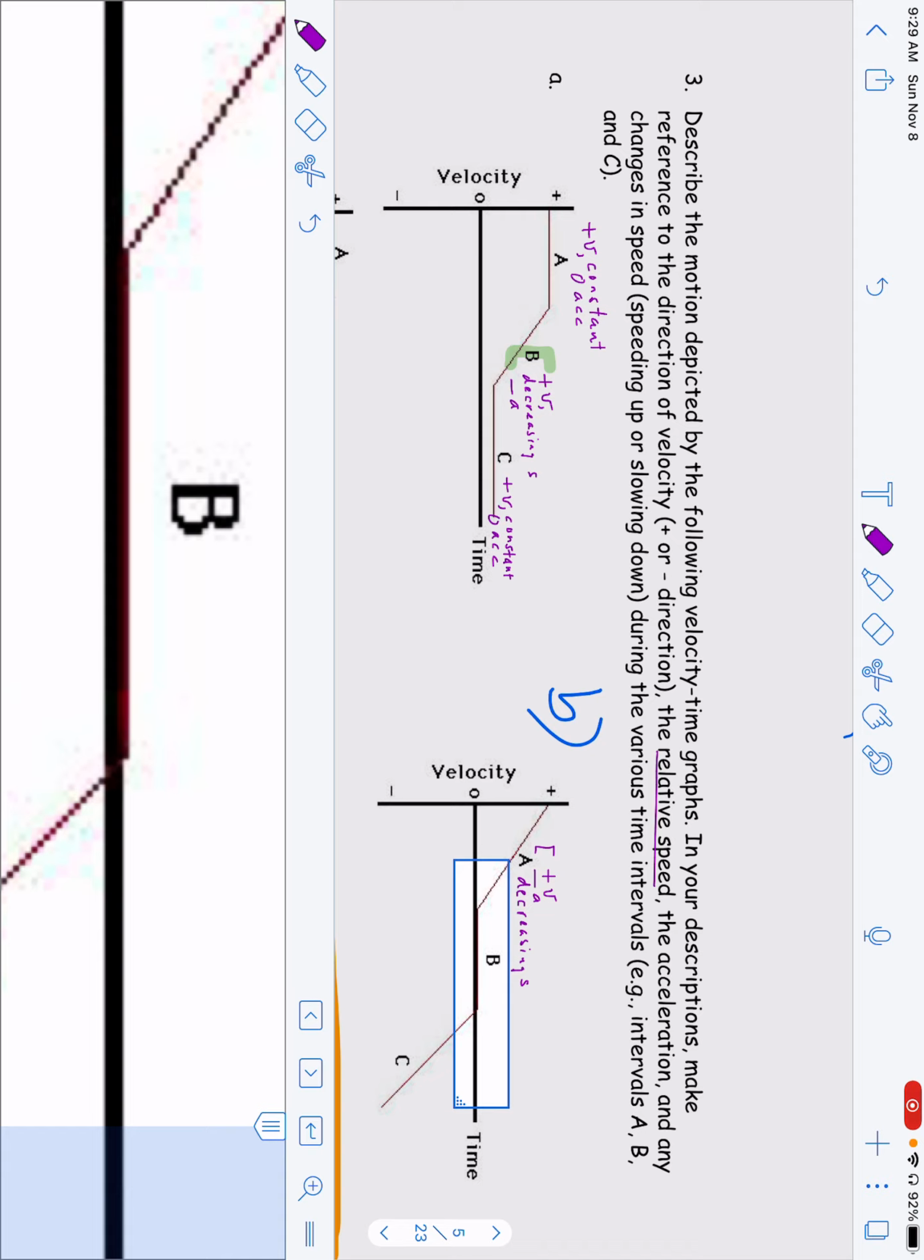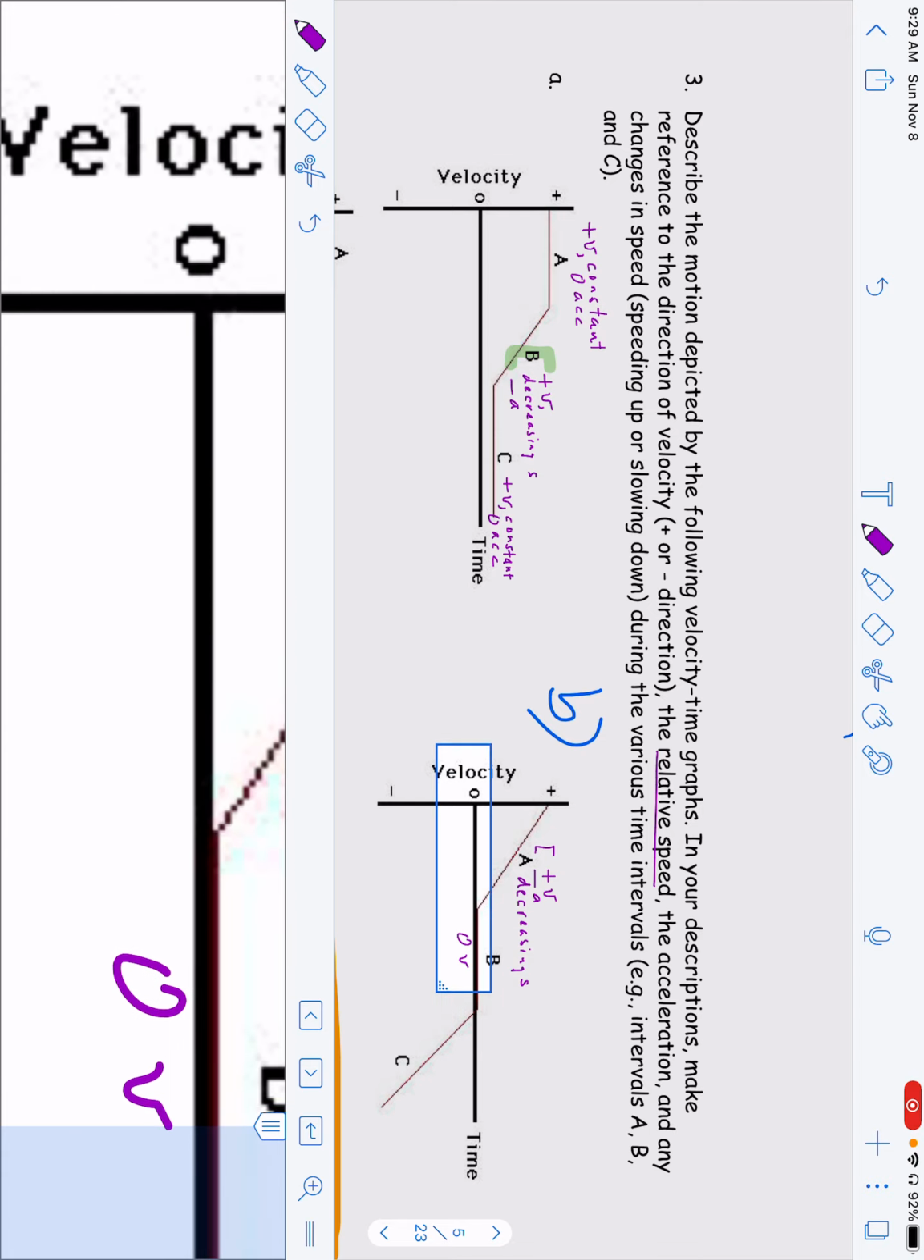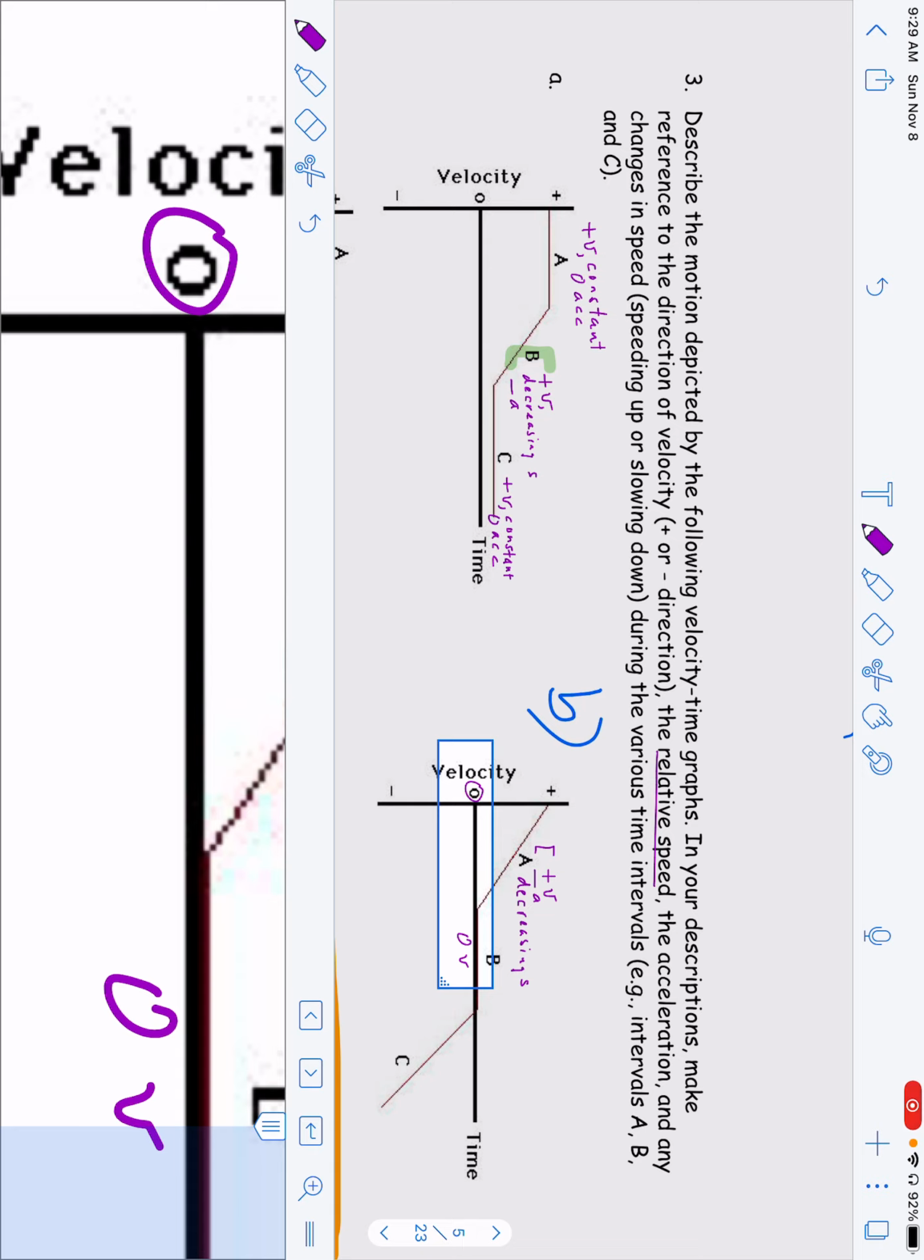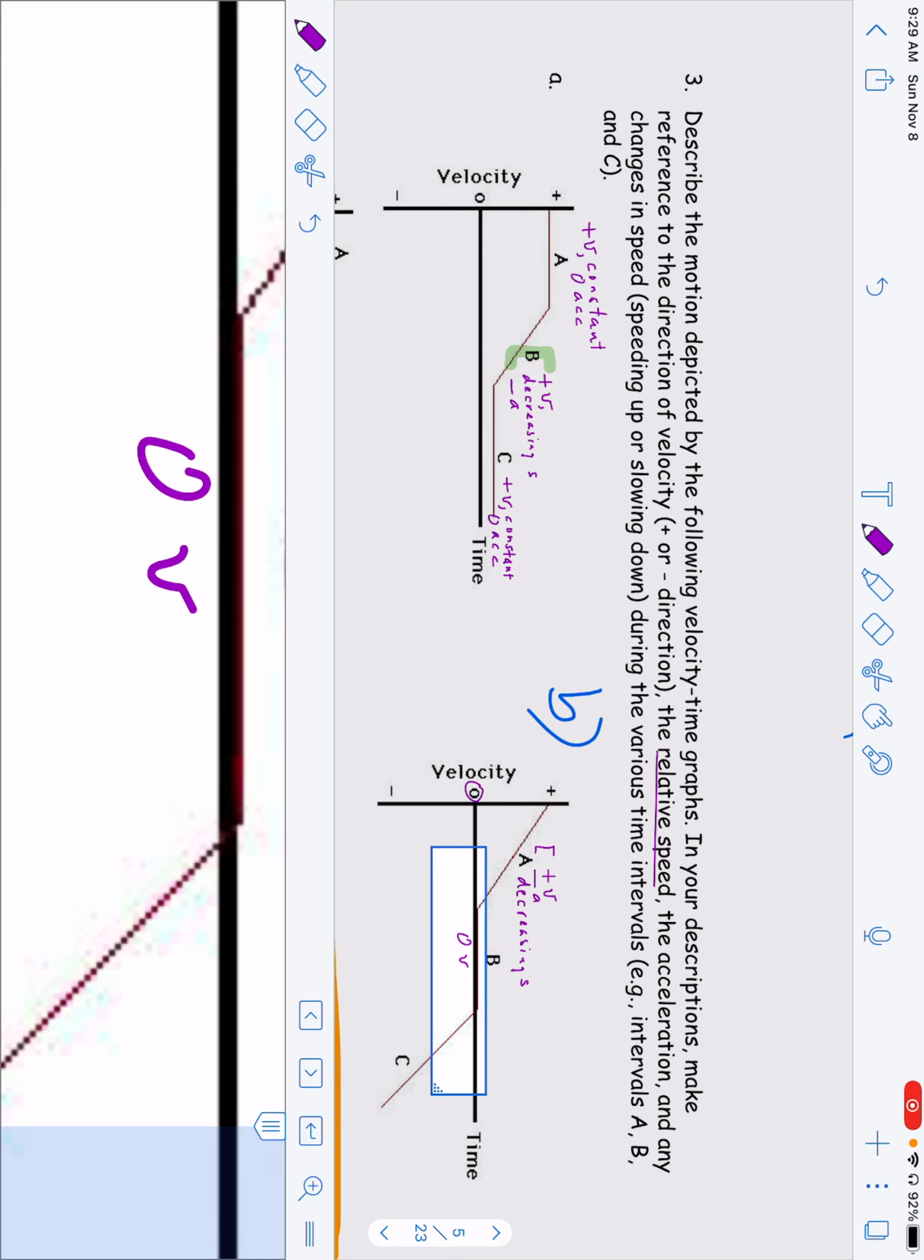At B, actually, we have zero velocity, right? Because it's right on the x-axis. See, zero velocity. So if you're at rest, acceleration is zero, and the speed is not increasing or decreasing because it's at zero. That's pretty easy.